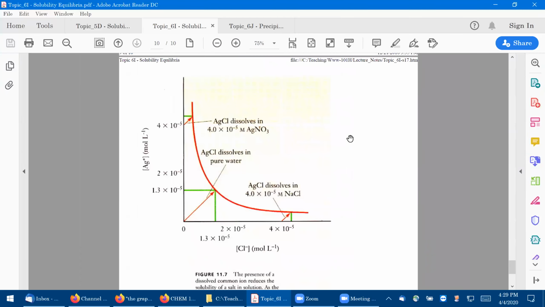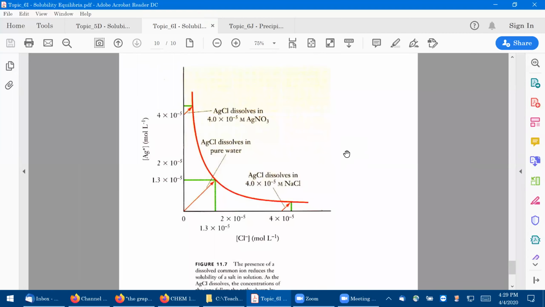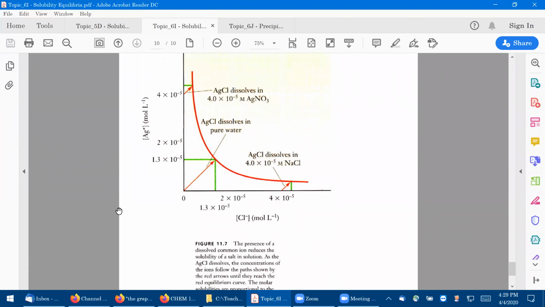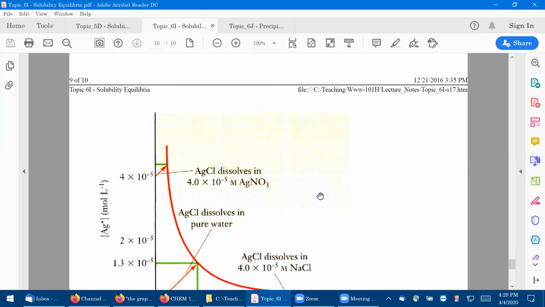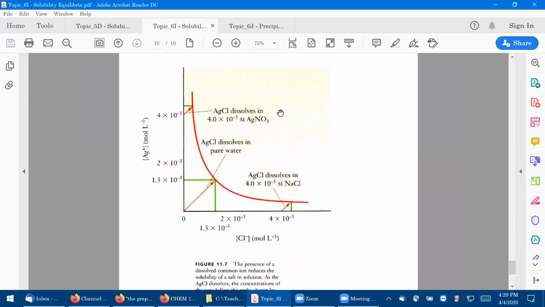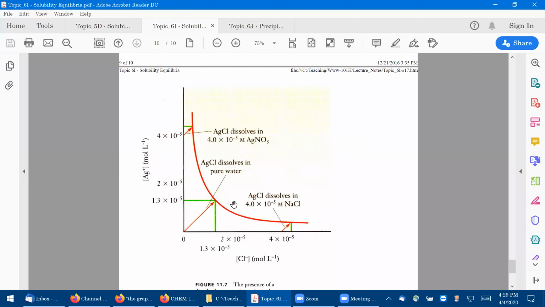Now, here's an illustration for silver chloride. And I realized that the way this was drawn in this book, this was a previous edition of your own book, is a little confusing. It's explained in detail in the caption down below, but if you consider just the curve itself, you'll see what this effect is that we've just been talking about.